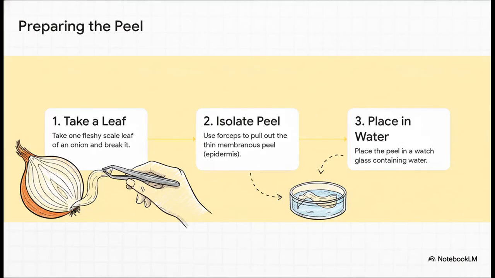Okay, first things first. You take a nice thick layer from the onion and you just snap it. When you do that, you'll see the super thin, almost see-through membrane. You've got to carefully peel that off, forceps work best, and pop it straight into some water. And that last part is super important because it keeps the cells from drying out and shriveling up on us.